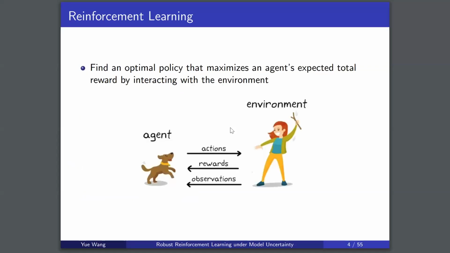Reinforcement learning aims to find an optimal policy that maximizes the agent's expected total reward by interacting with the environment. Consider this very simple example. A dog wants to do reinforcement learning through interaction with the environment, which is a human. He observes that the human threw out a branch, and if the dog takes an action to fetch that branch back to the person, the person will give the dog a reward or a treat. So the dog knows that if he catches the branch, he will get a treat. During this interaction, the dog learns that he needs to fetch that branch to earn a reward.